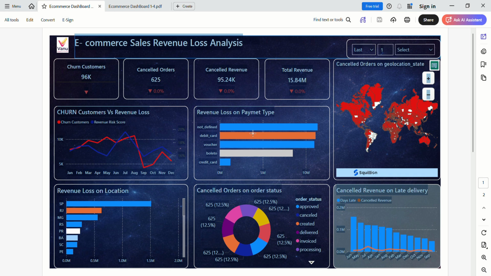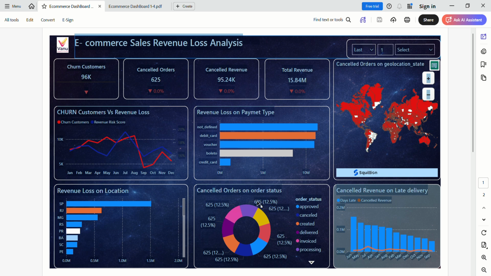And this visual is explaining revenue loss by payment type, whether the loss is through debit card, credit card, etc. These ways, how much loss has happened. And this chart is explaining revenue loss location wise, how much the revenue loss is going in each location.